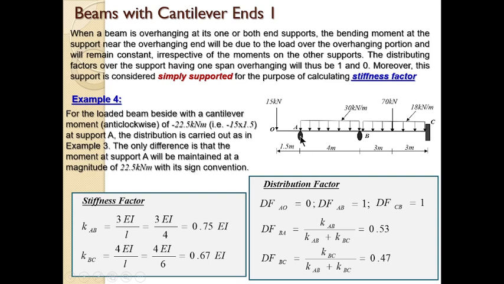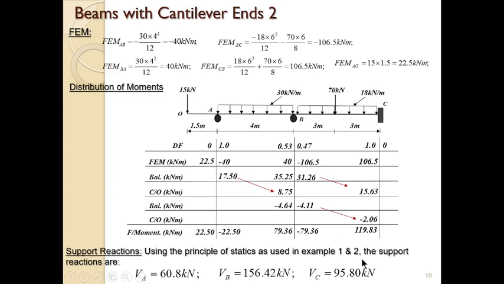The distribution factor here and here will be 1. We need to calculate the distribution factor at B, which we calculated as this. We calculate the fixed end moment as usual, and then we do the distribution. For the distribution, we first put the distribution factor, and then the fixed end moment. We have calculated the fixed end moment here to be minus 40, 40, minus 106.5, then 106.5.